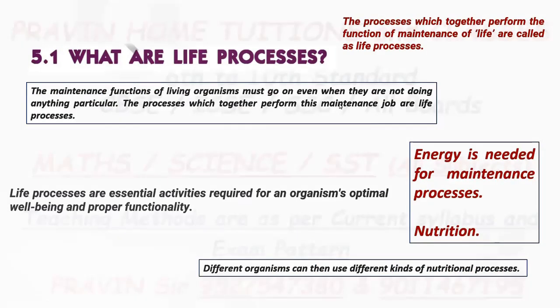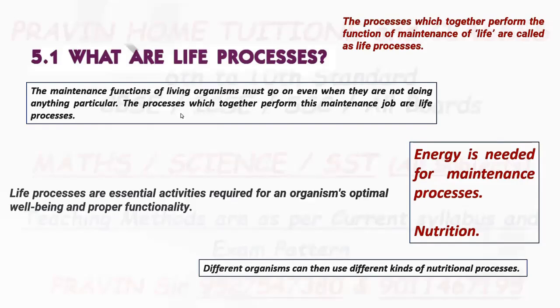So here, 3-4 definitions I have written. First, the processes which together perform the function of maintenance of life are called life processes. Life processes are essential activities required for an organism's optimal well-being and proper functionality. In other words, the maintenance function of living organisms must go on even when they are not doing anything. The processes which together perform this maintenance job are life processes.